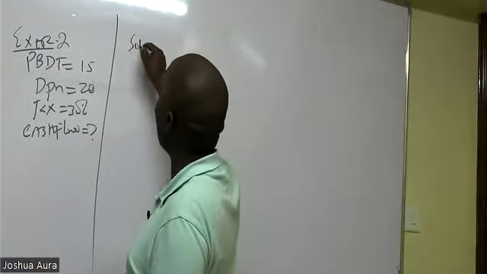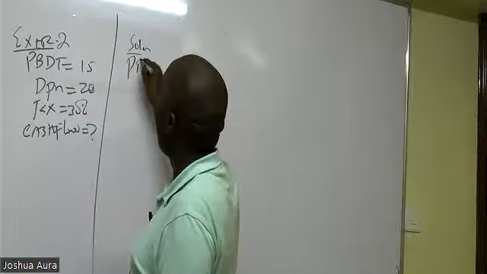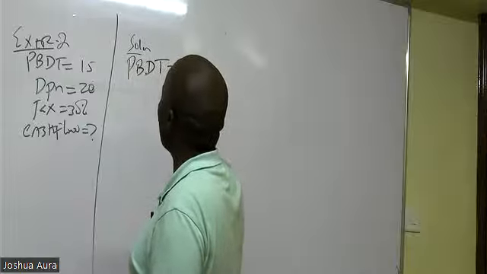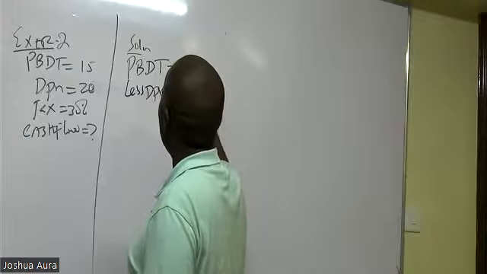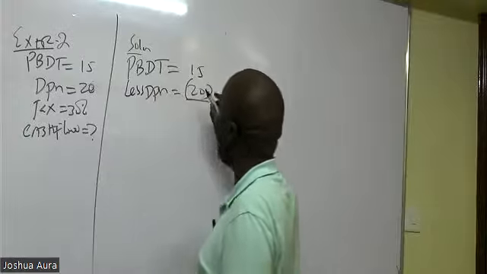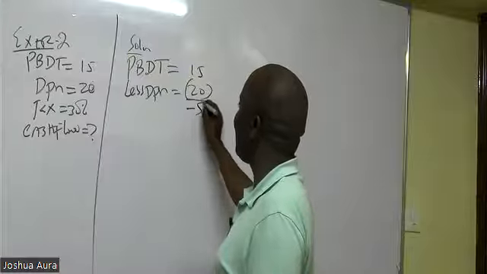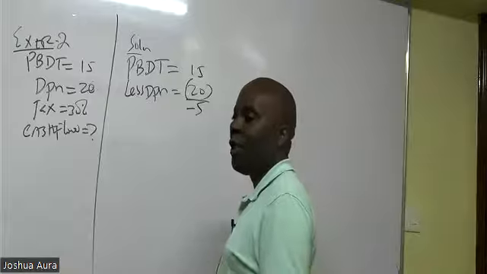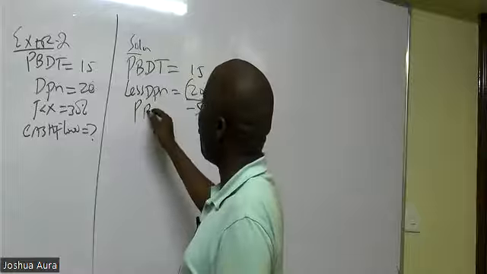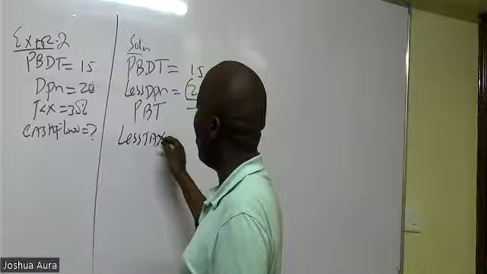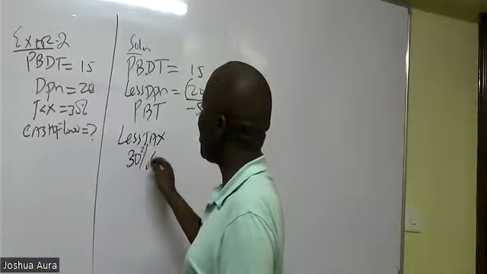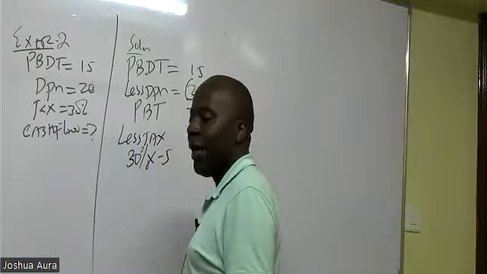So solution. We have our profit before tax of 15. We less depreciation of 20. So we subtract 15 minus 20. This gives me minus 5. So this is profit before tax. Then we shall come and less tax. Tax at 30%, 30% of minus 5.